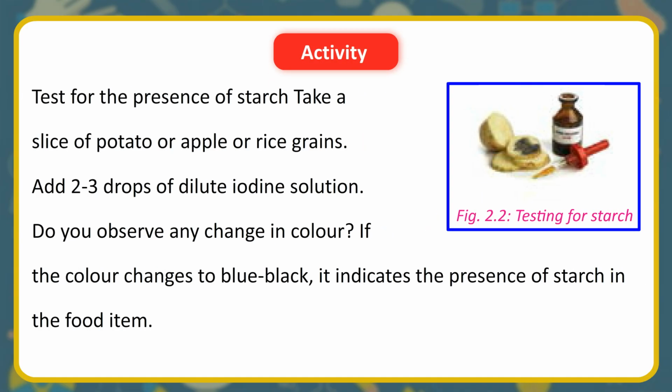Activity. Test for the presence of starch. Take a slice of potato or apple or rice grains. Add 2-3 drops of dilute iodine solution. Do you observe any change in color? If the color changes to blue-black, it indicates the presence of starch in the food item.